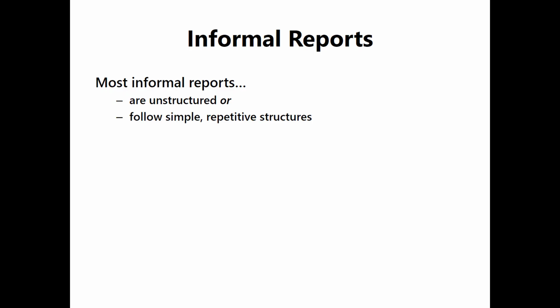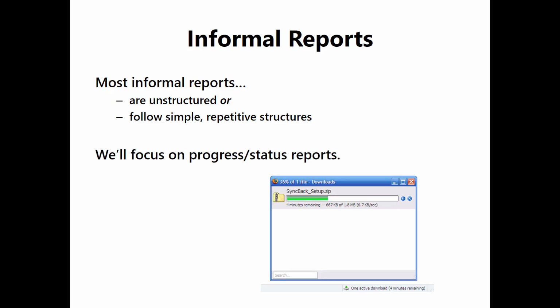Let's talk informal reports. These things are often unstructured, or they follow fairly simple and repetitive structures. In particular, in this class we are going to talk about progress and status reports. These are something that you're probably going to have to do a lot in your life, and you're going to have to do one for this class. So we're going to talk in particular about the structure of these things, the organization pattern, what you need to do to represent the schedule, and good ways to represent visually what's going on in terms of progress and status.